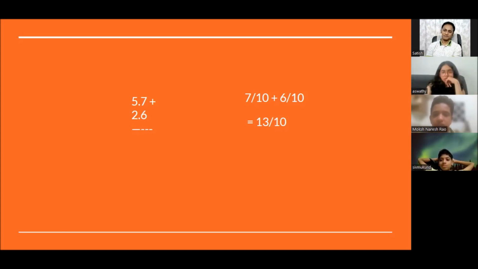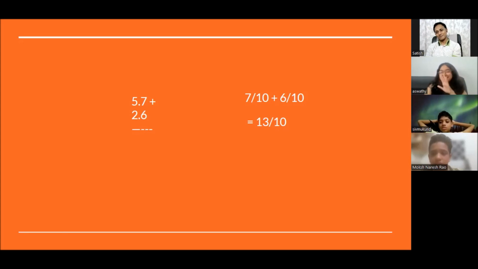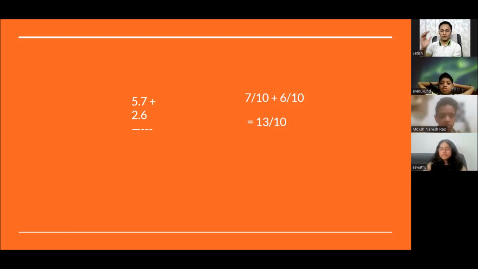13 by 10. What's the value? 1 and 3 by 10. Okay, if you write it in decimal? 1.3. Is that something which you all know, 13 by 10 is 1.3? Yes, because as he says, 13 by 10 is 1 and 3 by 10, right? And 3 by 10 is 0.3. In the last class, we did all those things. So this is 1.3, right?